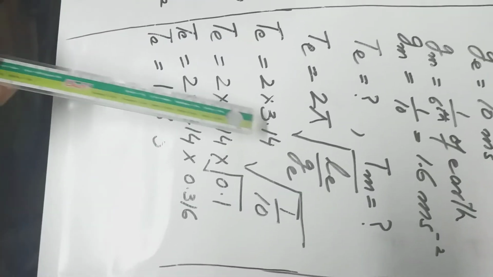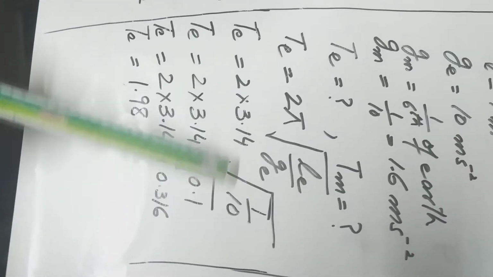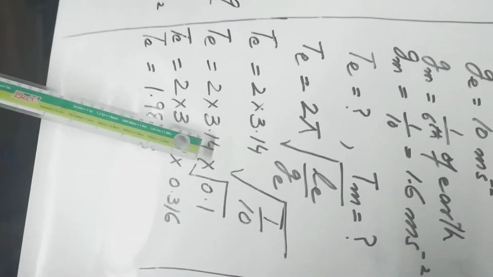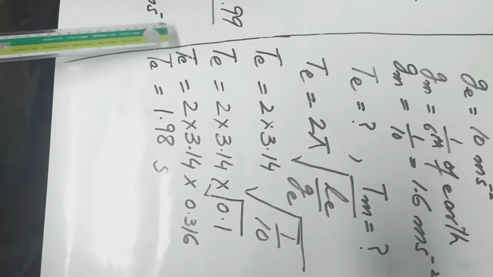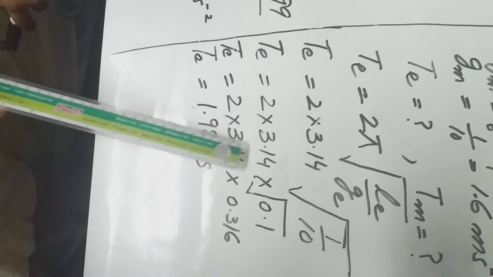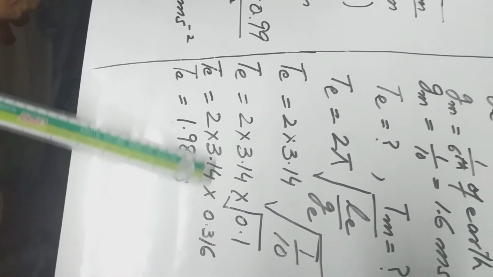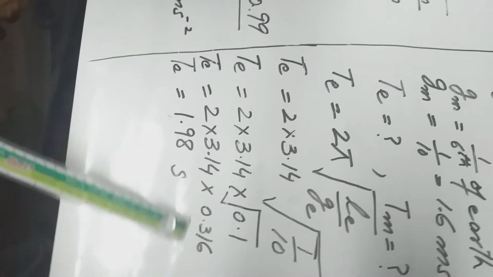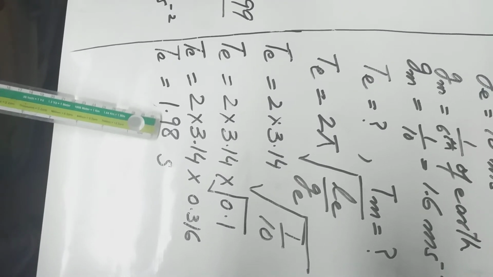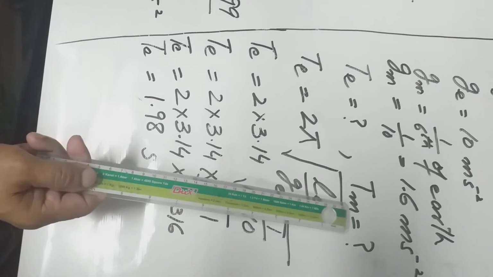2 into 3.14, 6.28. After taking the square root of 0.1, it comes 0.316. It will remain as it is and 2 will also remain as it is. After multiplying all these three, we acquire 1.98 second.